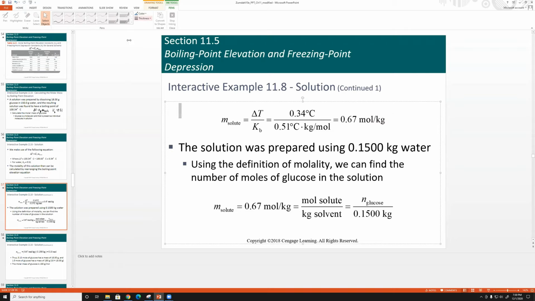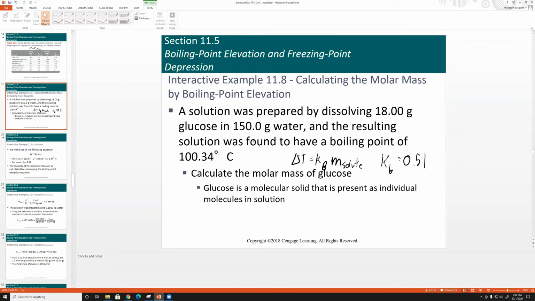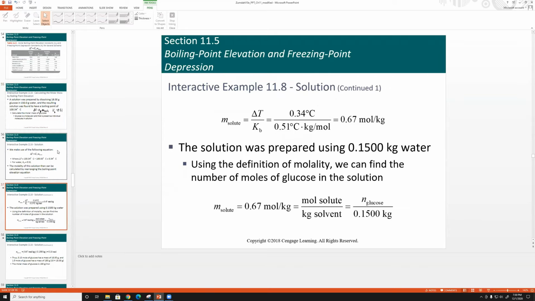Now, what do we know about the solution? That 18 grams of glucose was in 150 grams of water. So we know that the molality, 0.67, equals the moles of your solute, the moles of glucose, divided by your total kilograms of the solvent, which we know was 150 grams of water. So it'd be 0.15 kilograms, sorry. Then you can calculate the number of moles. And here's where we're going here.